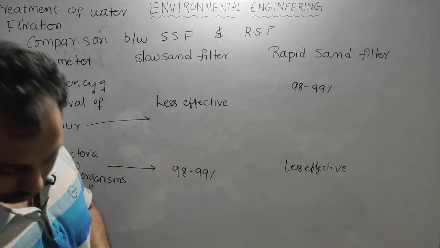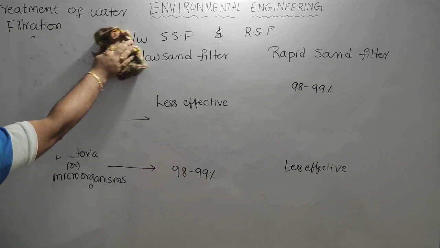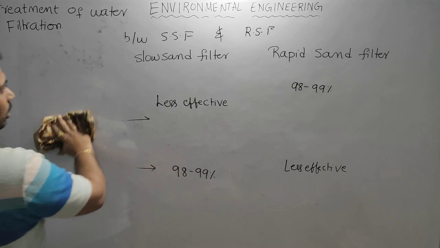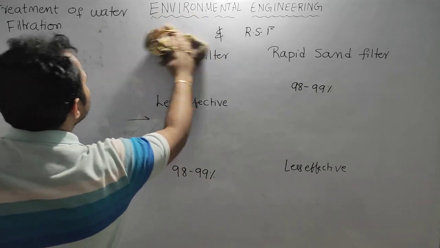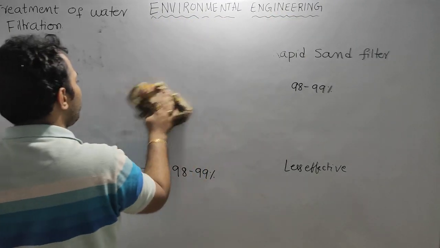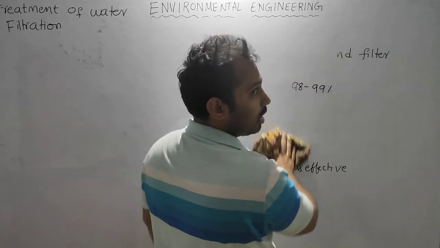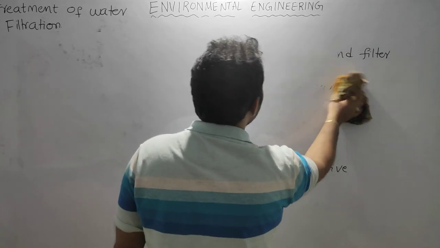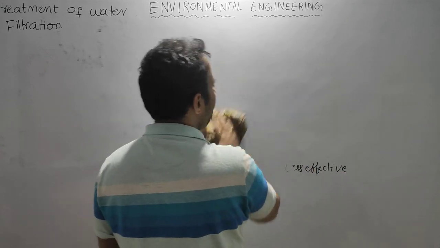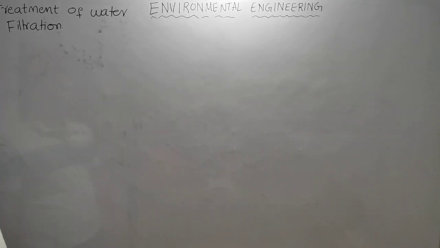So simple, very simple to understand. Let us understand this with the concept. In the slow sand filter, generally the water comes from the primary sedimentation tank. In the water coming from the primary sedimentation tank there won't be any floc or coagulant present. Due to the absence of the coagulant, floc is absent.